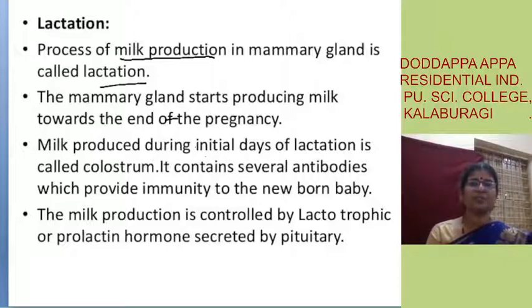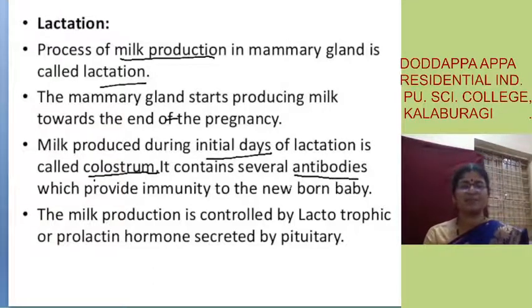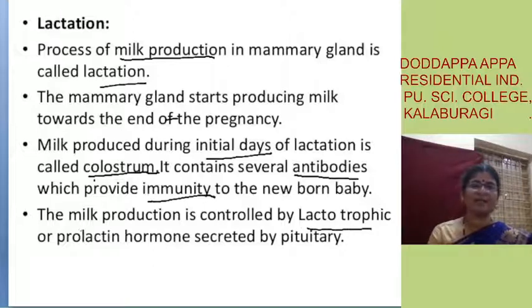So milk produced during initial days of lactation is called colostrum. MCQ question asked, I think. And it contains several antibodies and proteins which will provide immunity to the baby. And the milk production is controlled by lactotrophic or prolactin hormone, which is secreted by the pituitary.